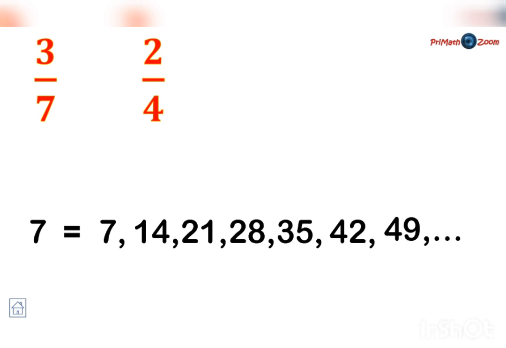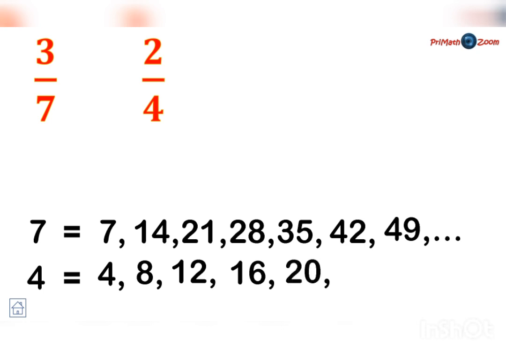Let us now list the multiples of 4, which is the denominator in the second fraction. We're going to do it the same way we did for the 7. So 4 multiplied by 1, 4. 4 multiplied by 2, 8. 4 multiplied by 3, 12. 4 multiplied by 4, 16. 4 multiplied by 5, 20. 4 multiplied by 6, 24. 4 multiplied by 7, 28, and so on.